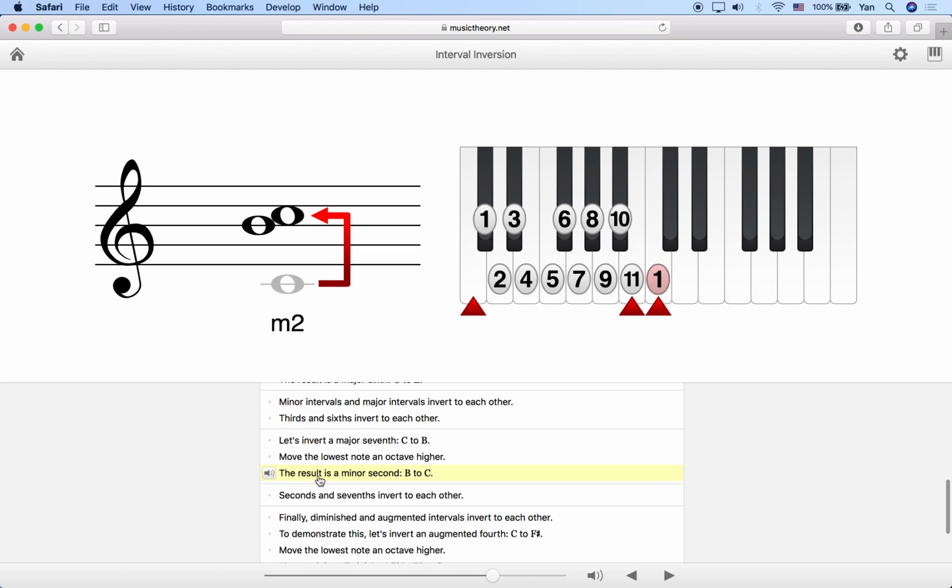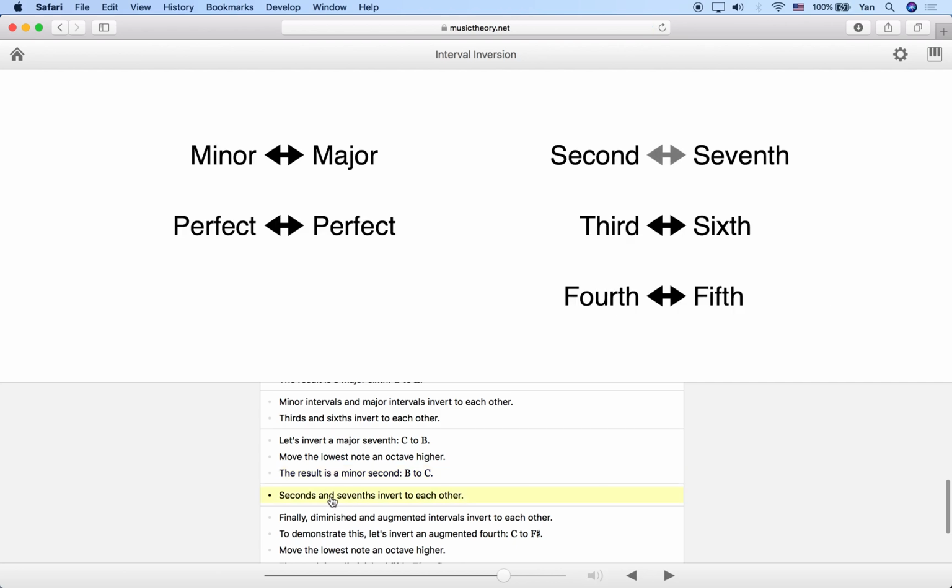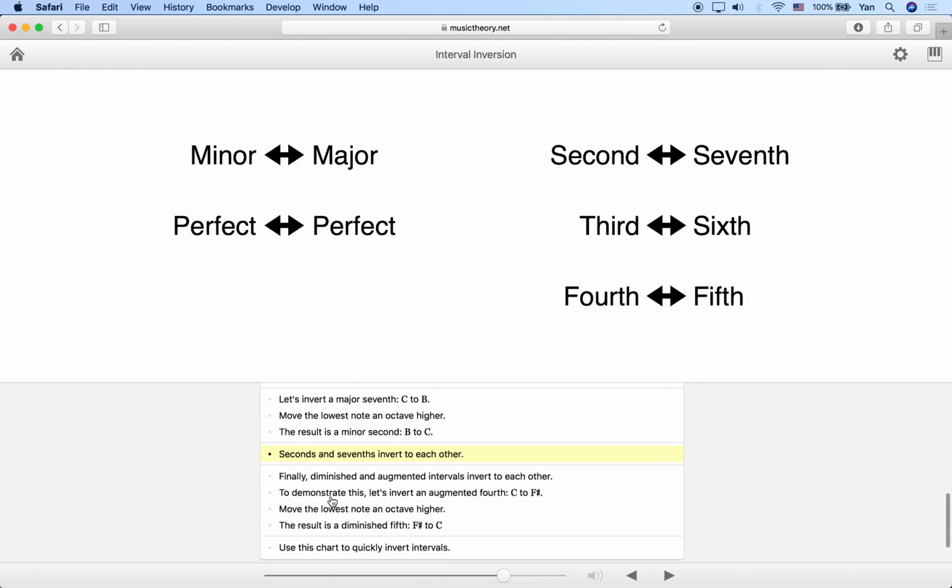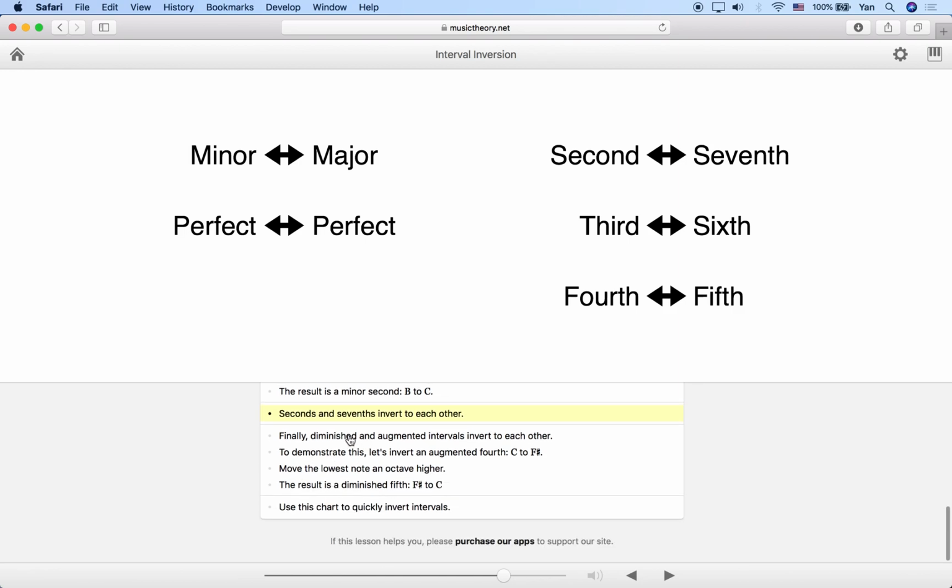That's the minor second. All right, so that is another rule. Second and seventh intervals always invert to each other. And finally, let's talk about diminished and augmented intervals. A diminished and augmented interval always invert to each other. So if you start from a diminished interval, the inversion is an augmented interval, and vice versa. The other way around also works.